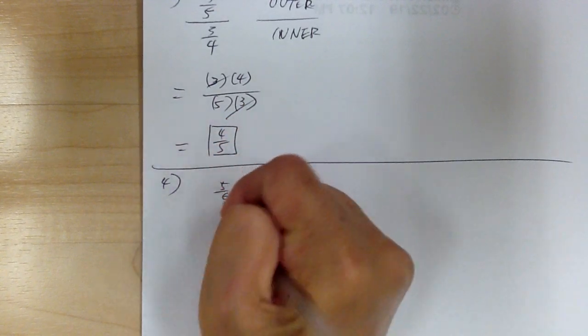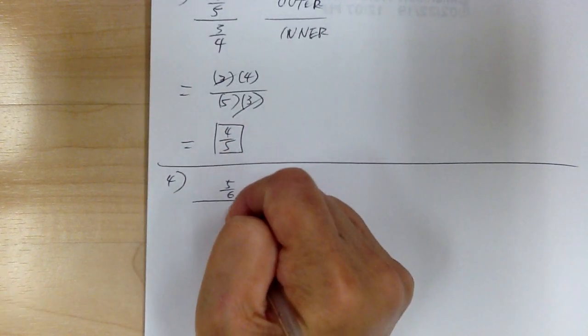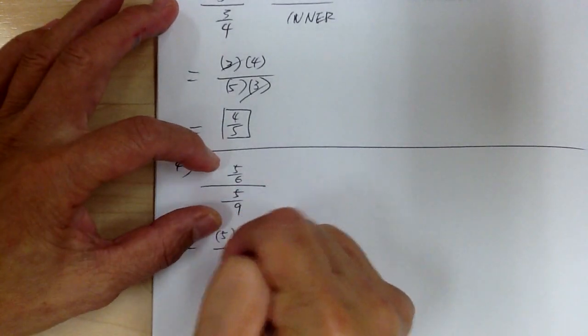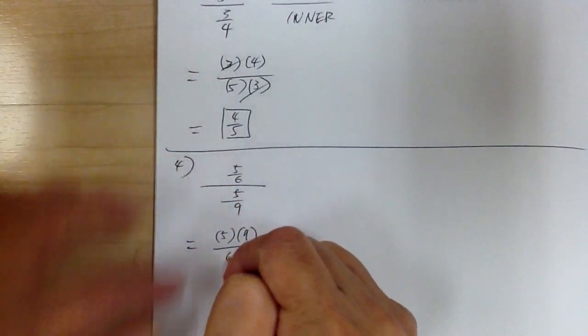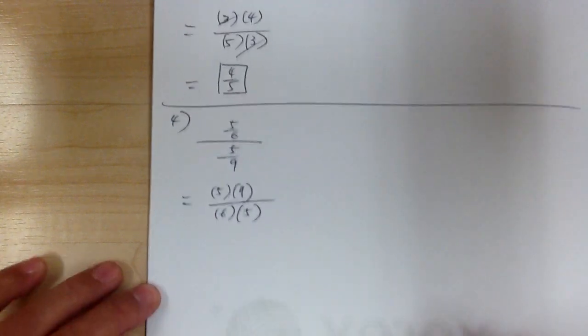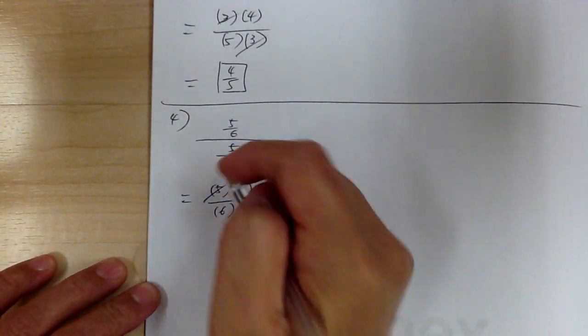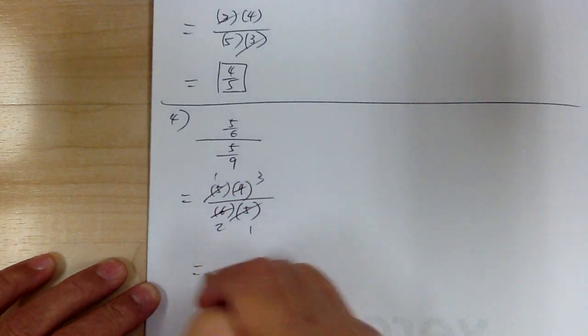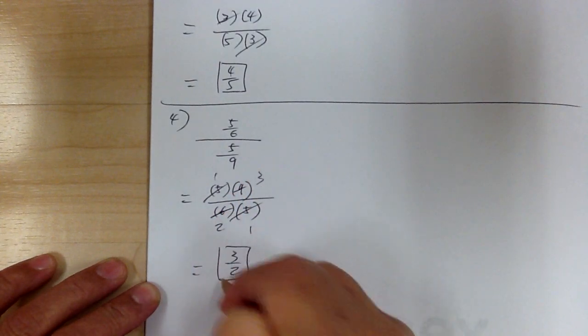You have 5 over 6 divided by 5 over 9. So you can use the outer, so it will be 5 and 9 over the inside, so it will be 6 and 5. And then from here 5 cancel out. 6 and 9 you can divide by 3, so you get 2 and 3. So your answer will be 3 over 2.